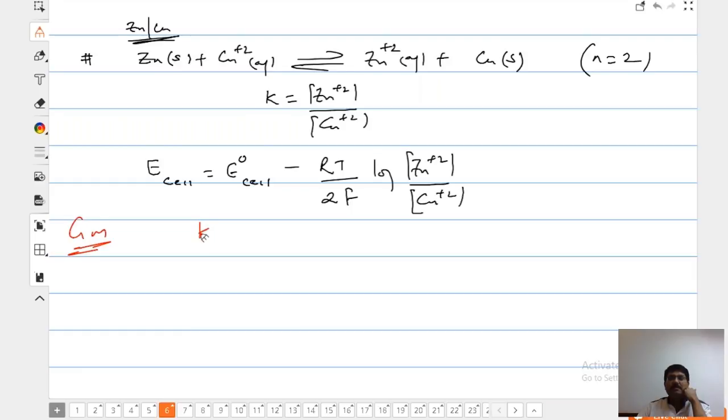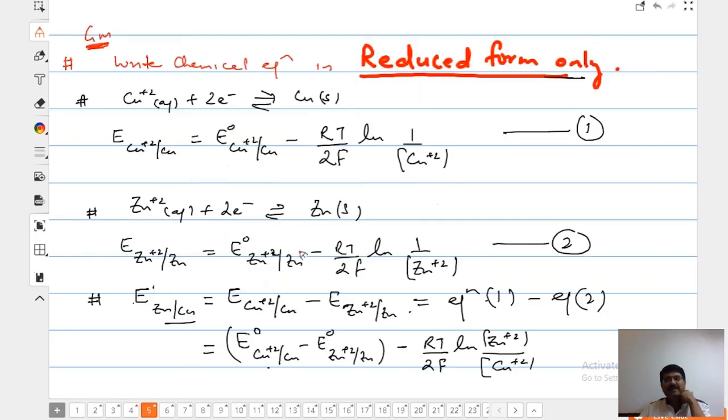You simply remember that K is equal to Q. Why are we subtracting, Gudiya? You will do it after the class, right? For zinc copper, we have to use this. This will be coming from here and it will be coming from here. And don't worry about that.